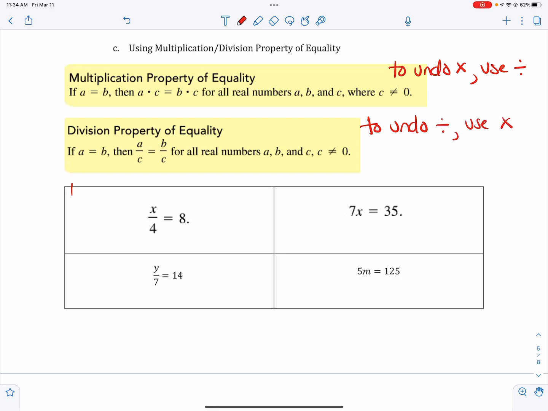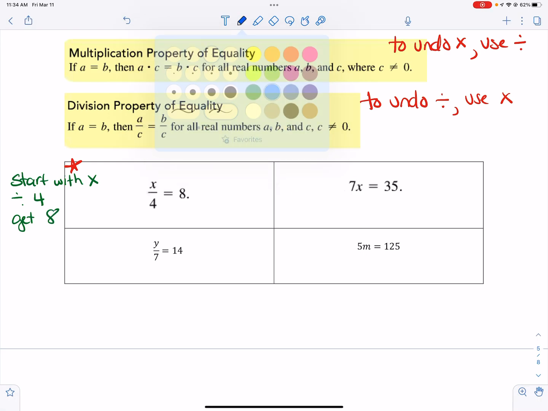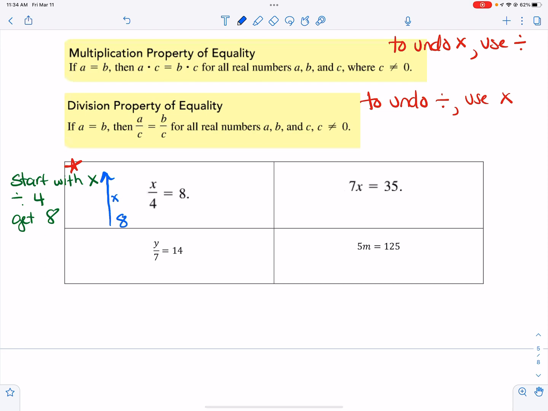Now this one right here, everybody always tends to give me the wrong answer because they think x divided by 4 is 8, and somebody's going to tell me that it's 2. But 2 divided by 4 does not equal 8. So if I read this problem to you, you would say start with x, because that's always our starting point. You will divide by 4, and you will get 8. So to reverse that process, I'm going to do the opposite. I'm going to start with 8, I'm going to multiply by 4, and I'm going to get 32.